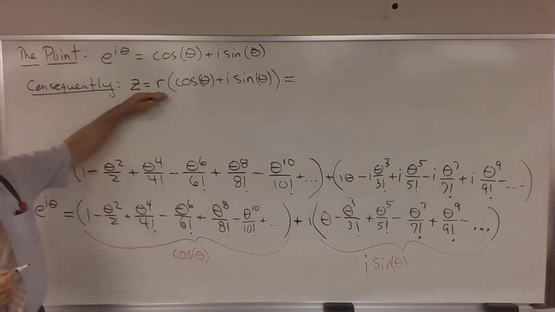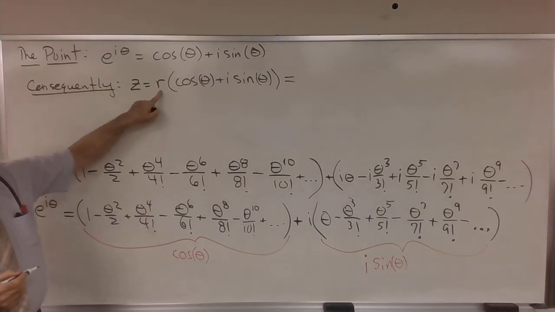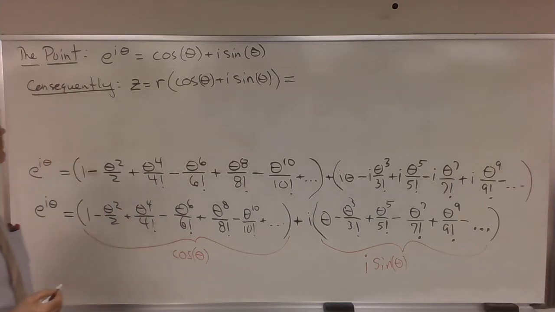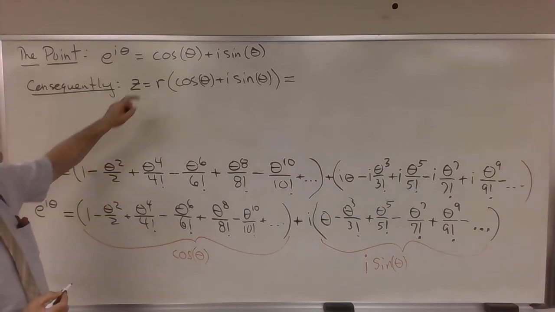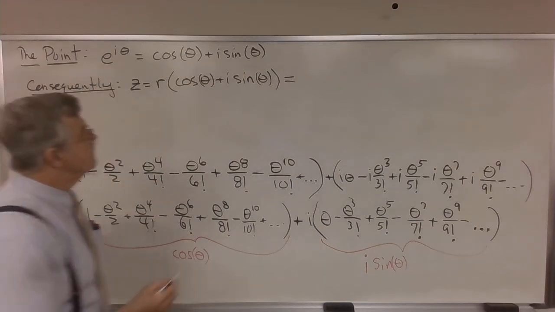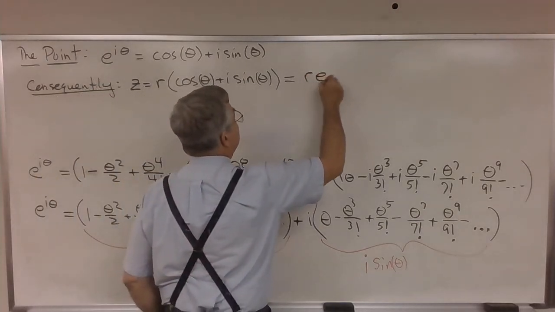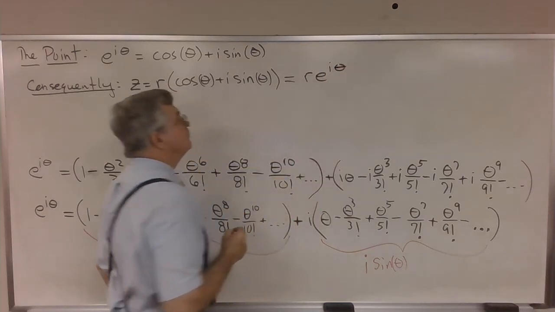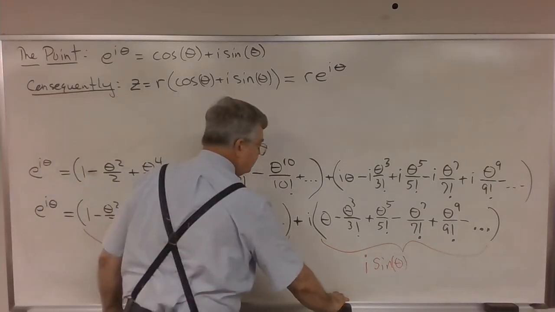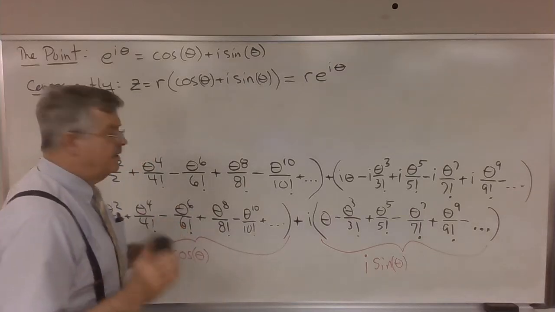So let's say that we're representing a complex number in polar form. The modulus of the number times cosine theta plus i sine of theta. Well, see, cosine of theta plus i sine of theta, that's e to the i theta. Now, let's see where all of this jives with stuff that we already know.